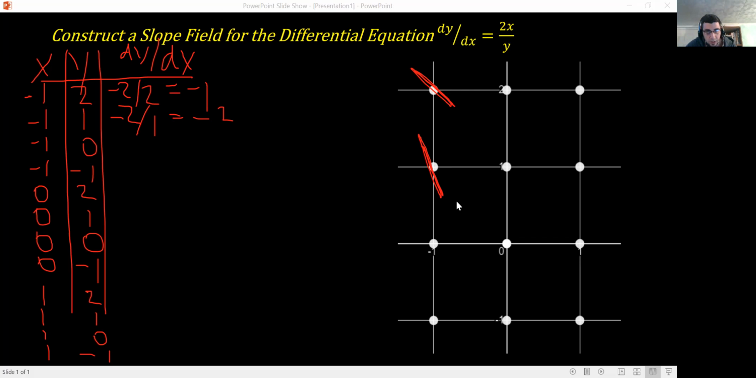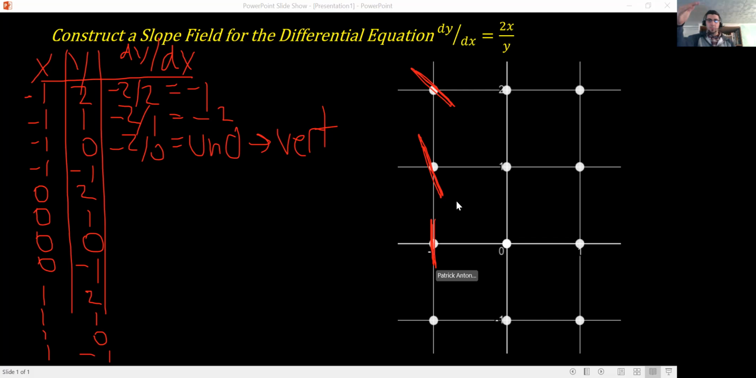The next one is (-1, 0). So -2 over 0, which is undefined. But in this case, since you're dividing by 0, you're going to have a vertical tangent line. If you remember from algebra, when you have a number divided by 0 for your slope, you're going to have a vertical line, since the slope of a vertical line is undefined. Okay, and then -1 for x, -1 for y will give you -2 over -1, which is a slope of +2. So we'll put that right there.